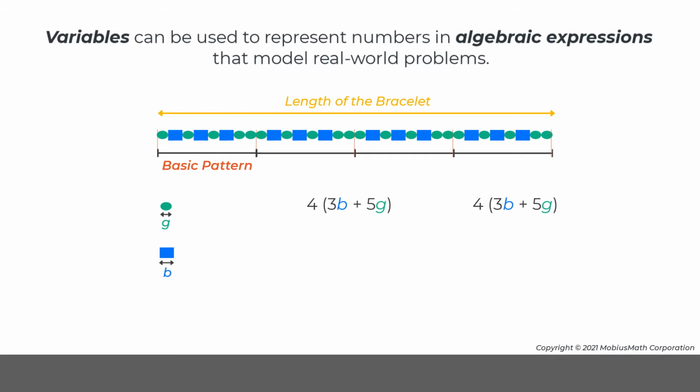An equivalent expression can be written without parentheses by applying the distributive property. In this version of the expression, the coefficient for each variable is the number of beads of that color in the whole bracelet. So, there are 12 blue beads and 20 green beads in the bracelet. The term 12b represents the length of all of the blue beads in the bracelet. The term 20g represents the length of all of the green beads in the bracelet. Note: 2 equivalent expressions represent the length of this bracelet with blue and green beads.